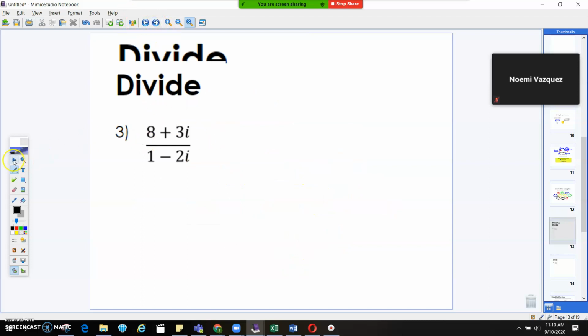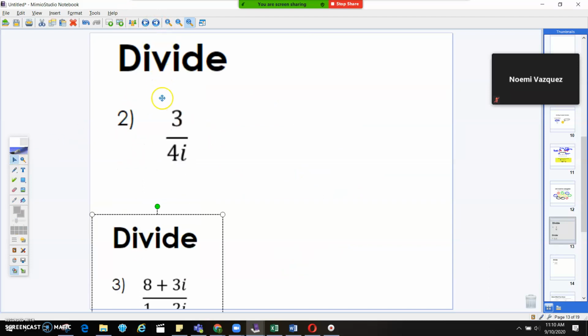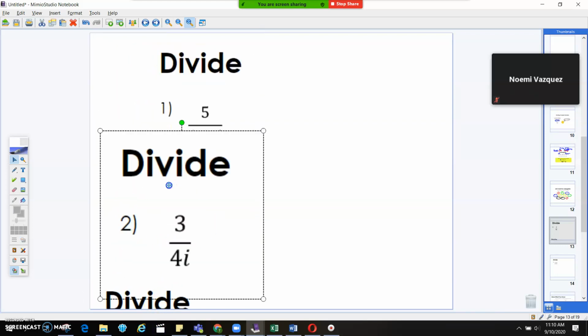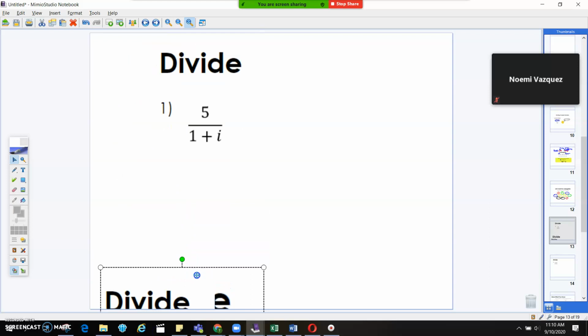All right, so now let's get into the meat and potatoes of today. We're going to actually divide. Go ahead and write this problem down on your paper. The conjugate is actually going to allow us to divide. But I don't necessarily like calling it dividing. It's more like simplifying, because the goal of division is to get rid of that i in the denominator.